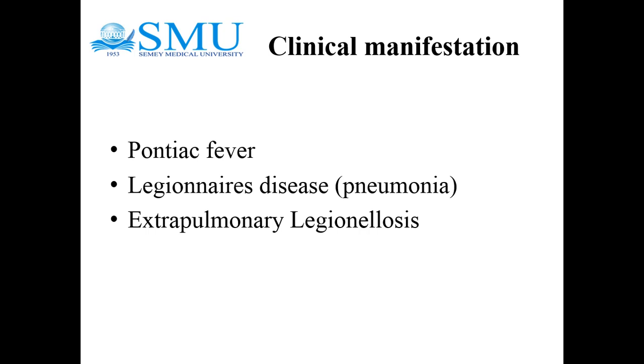Extrapulmonary legionellosis usually results from blood-borne dissemination from the lung. The most common extrapulmonary site is the heart: myocarditis, pericarditis and prosthetic valve endocarditis can develop. Other manifestations include sinusitis, peritonitis, pyelonephritis, and skin and soft tissue infection.